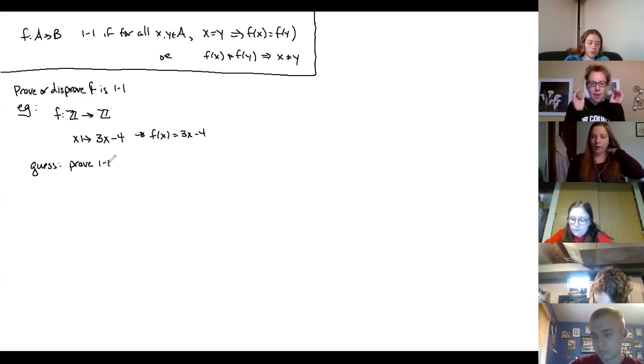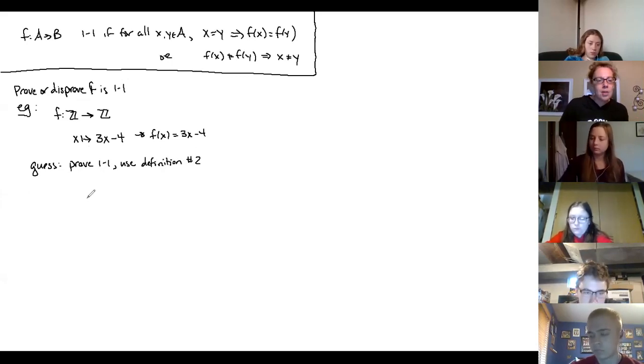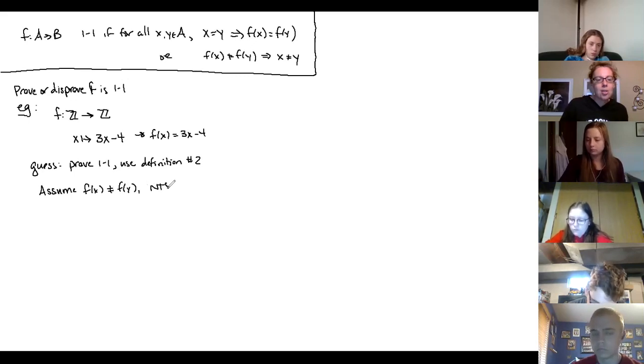I personally like the second way of proving a little bit better, so let's go ahead and do that, but we can do it either way. It doesn't make a difference. So prove one-to-one and use definition number 2. That means we get to assume that F of X is not equal to F of Y, and I need to show that X is not equal to Y, right? That's my assume and my need to show.